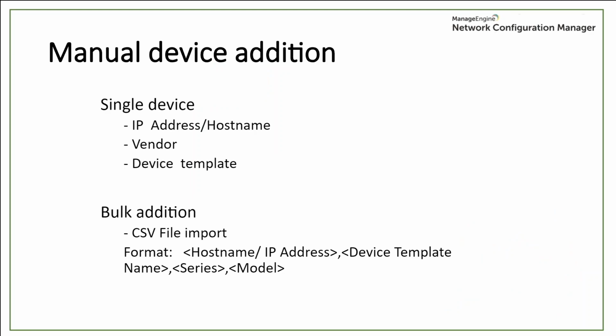Now, we saw how to discover devices that are SNMP enabled. To add devices that are not SNMP enabled, you can use the manual device addition method. To add a single device, please provide the IP address or host name, the vendor, and the device template. If you want to add multiple devices, you can do so by importing a CSV file which consists of host name, IP address, device template name, series, model, separated by a comma in this particular format.